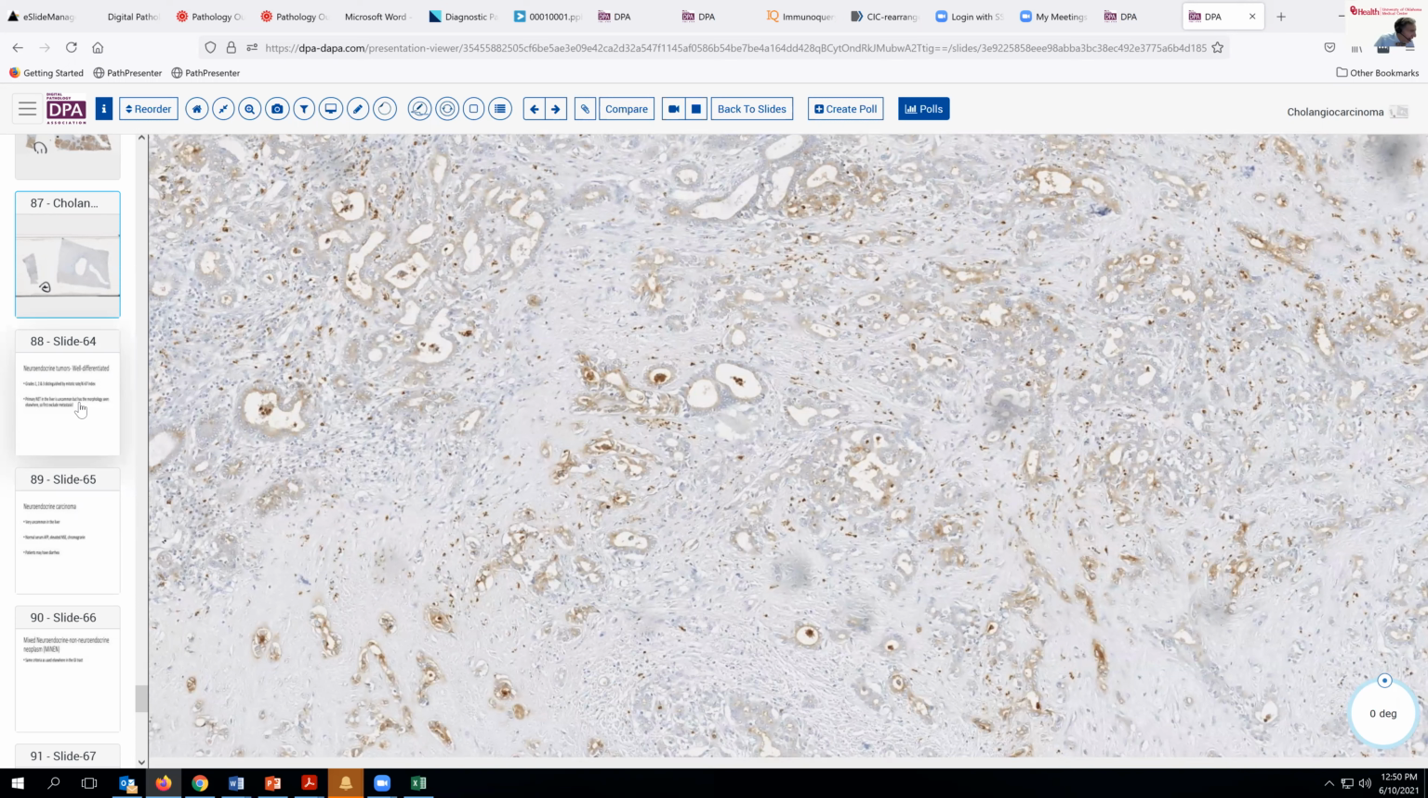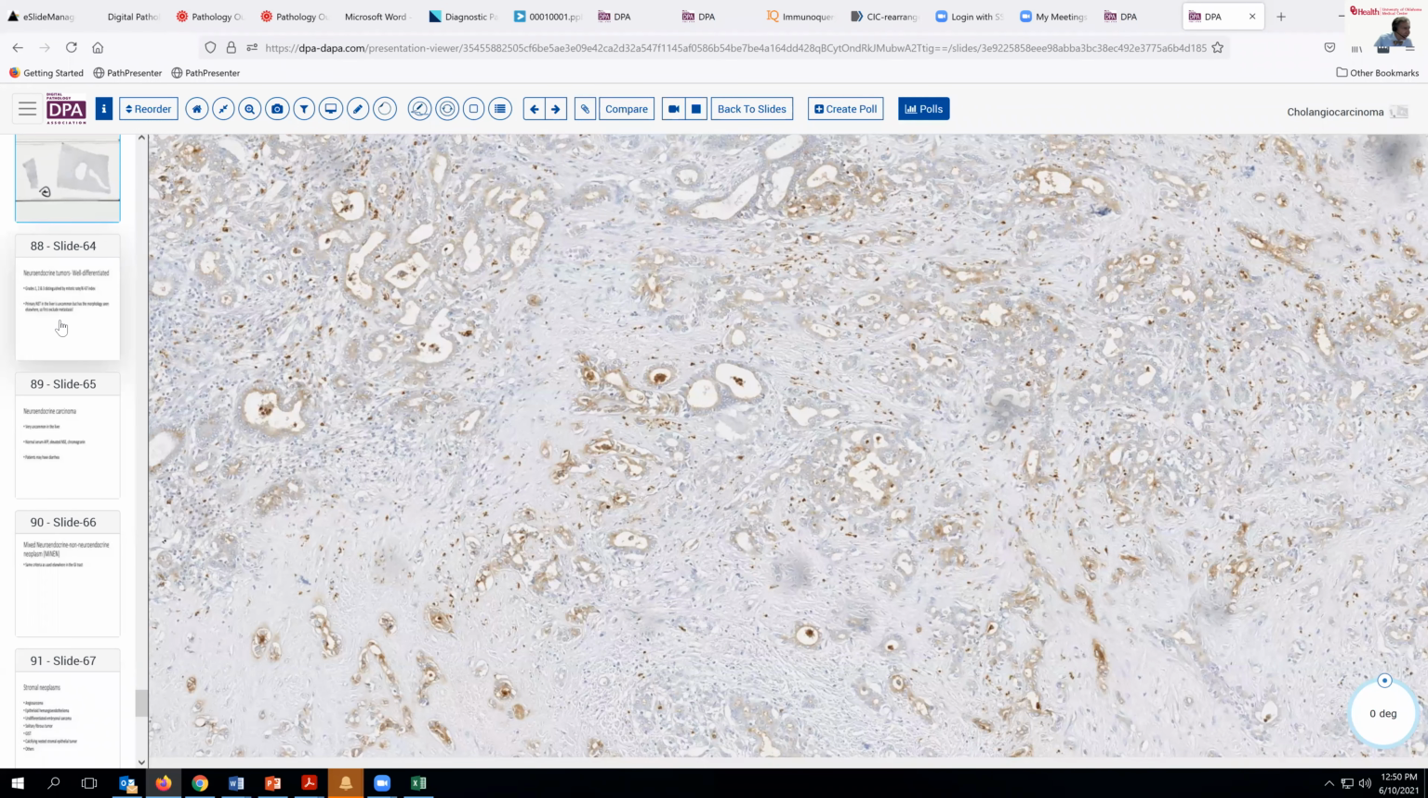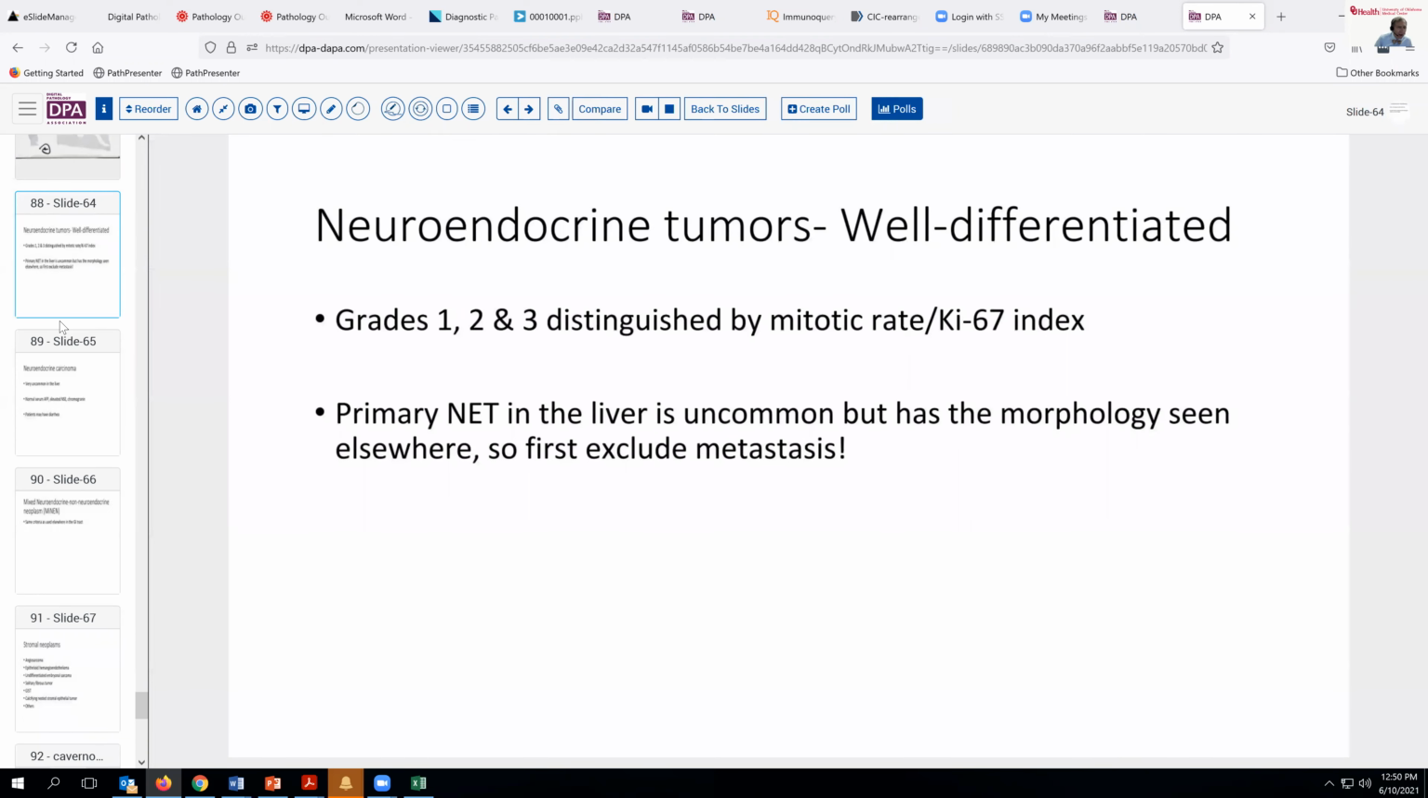I mentioned the neuroendocrine tumors as a possibility. The criteria for these is, of course, similar to what we see elsewhere in terms of grading on the well-differentiated tumors. However, we should note that a primary neuroendocrine tumor in the liver is really quite uncommon, but it will look identical to what you see elsewhere. And so your first consideration when you see a biopsy from the liver that looks like a well-differentiated neuroendocrine tumor is make sure you know the history. Make sure you know whether or not there's a tumor elsewhere.